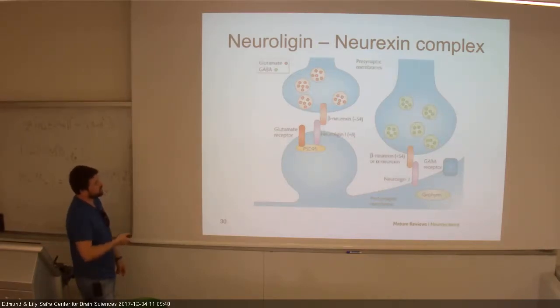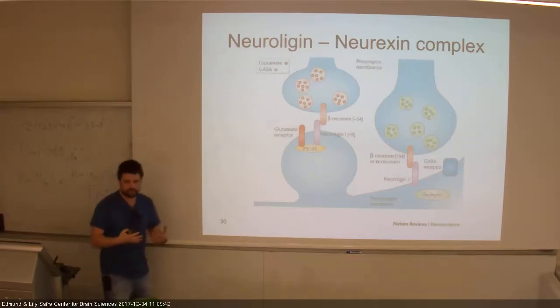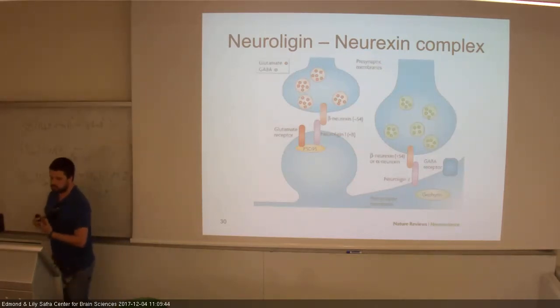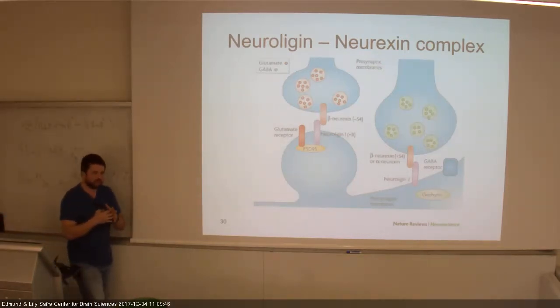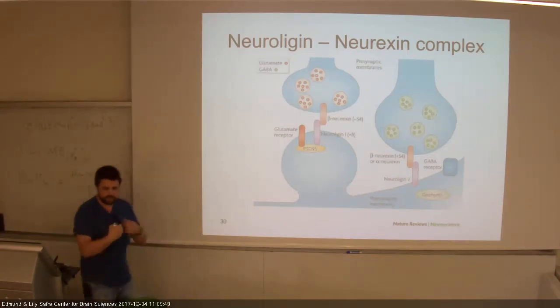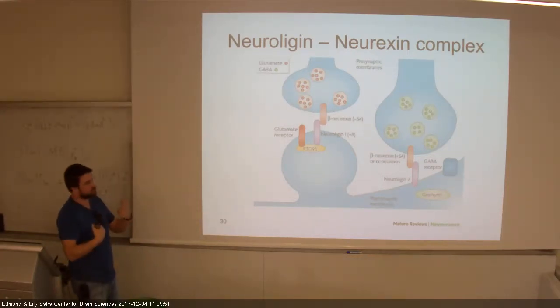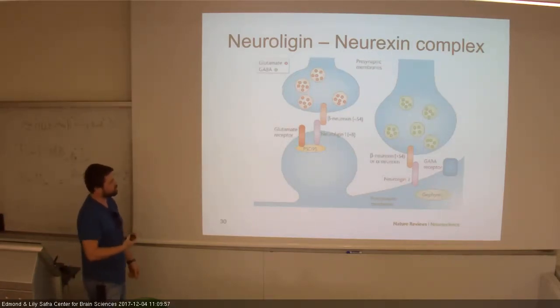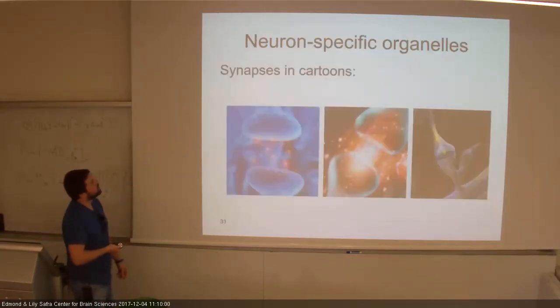These proteins are not only holding the synapse together, but are probably very important for identification of, or mediating between, the two cells that need to interact with one another. And I mentioned that mutations in neuroligin have been associated with autism, for example.